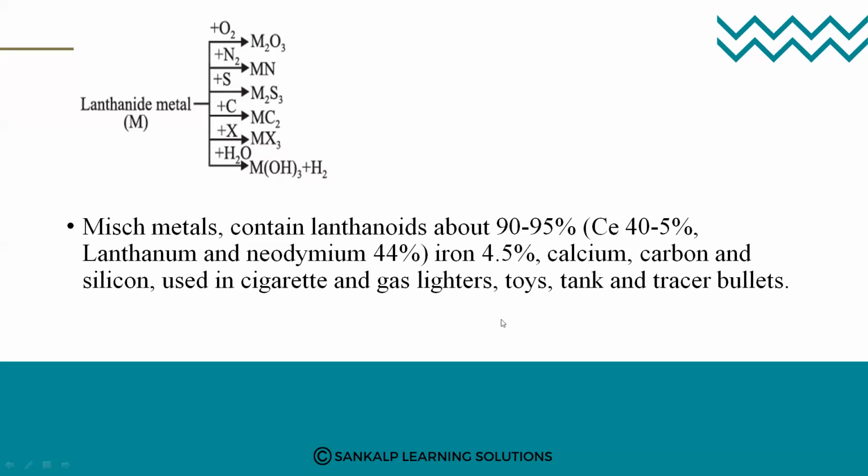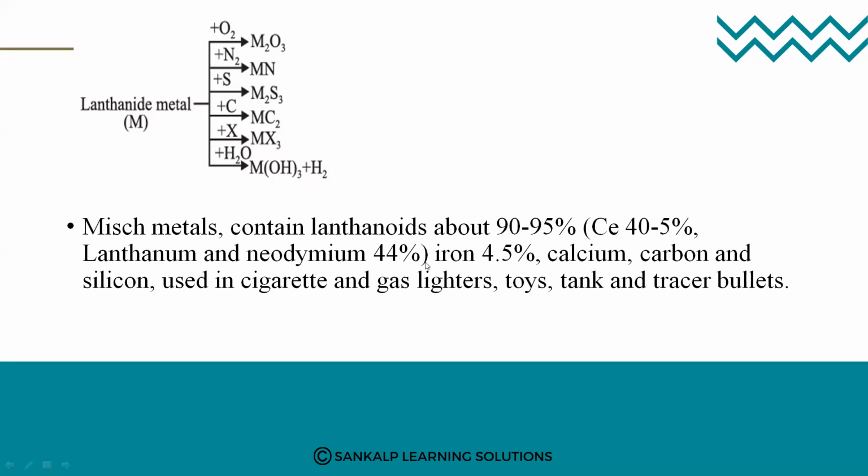Then misch metal contains lanthanoids about 90 to 95%. Cerium is 40 to 45%, lanthanum and neodymium 44%, iron 4.5%, then calcium, carbon and silicon. It is used in cigarette and gas lighters, toys, tank and tracer bullets. So these are some of the important uses of lanthanoids.